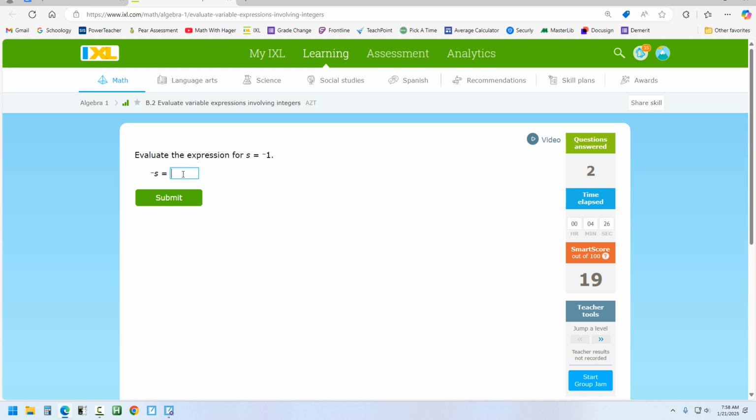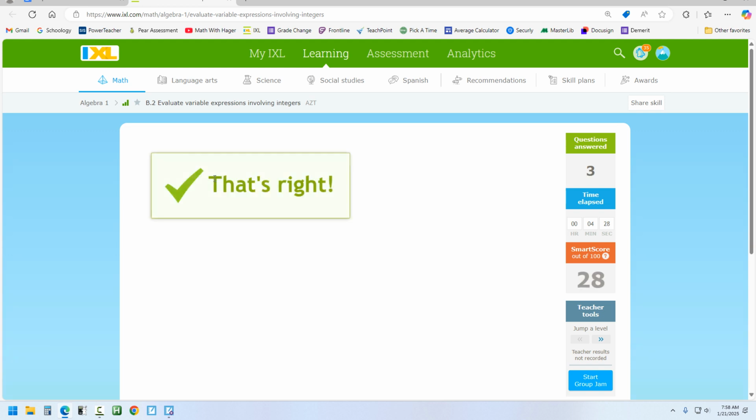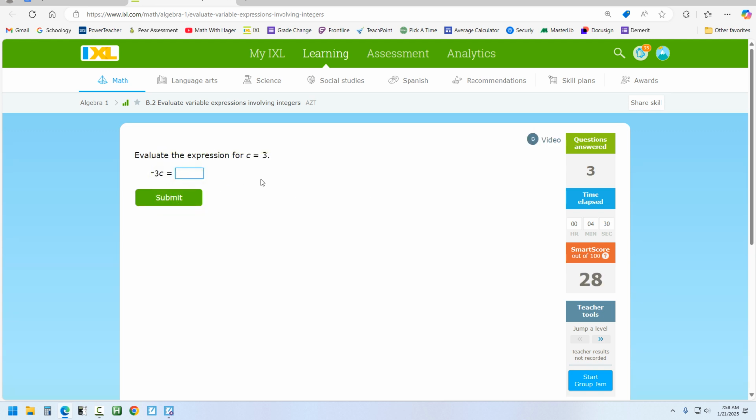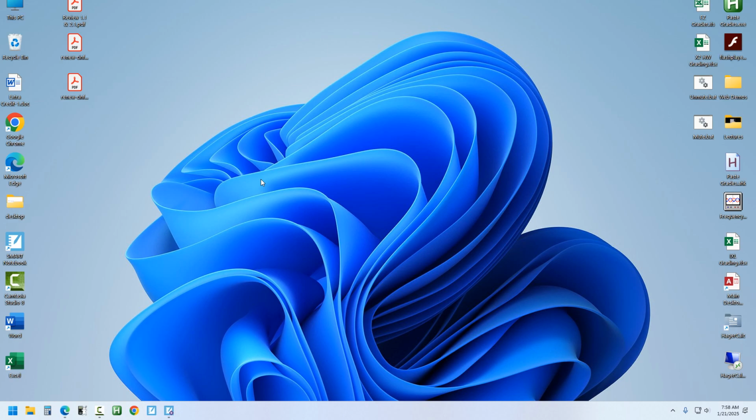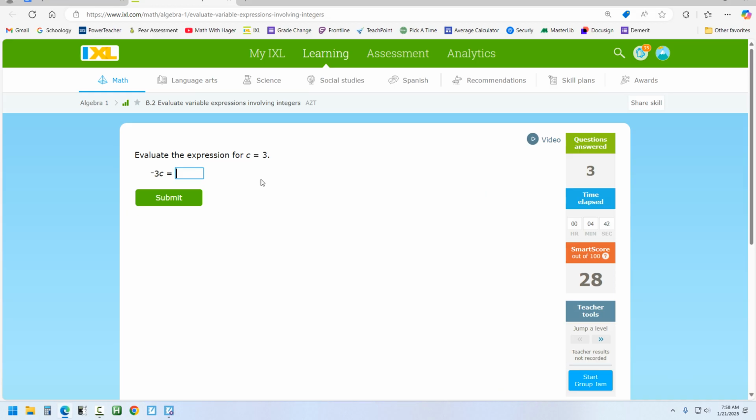All right. Let me do a couple and just see if they get a little bit harder. Okay, that one's a little different. It's not addition or subtraction. It says evaluate the expression -3c. So what am I doing on that one? I'm not adding or subtracting. What are you doing when you have a number right next to a letter? Yeah. Multiplying. Yeah, we're multiplying. So it's -3c.